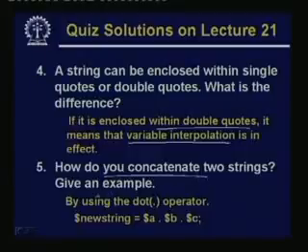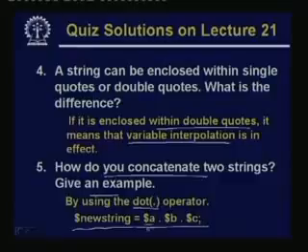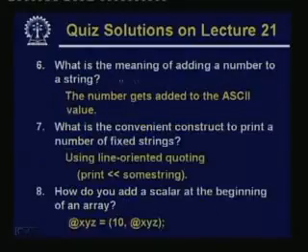How do you concatenate two strings? Concatenation can be done by the dot operator. We have given an example in the class also. Several scalar variables you can concatenate by putting a dot in between. So, you get a new string as a composition or concatenation of the three. What is the meaning of adding a number to a string? This I had said, that adding means you are actually adding the number to the ASCII value of the string.